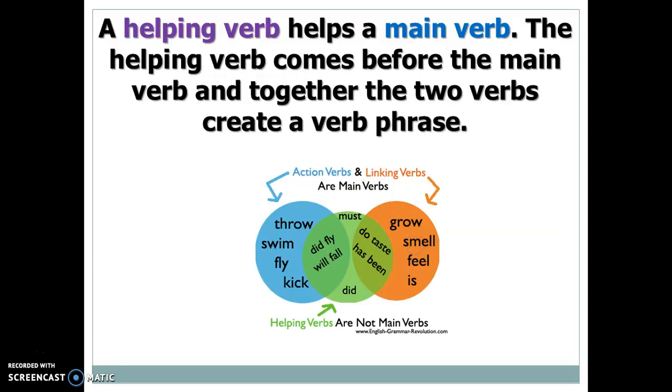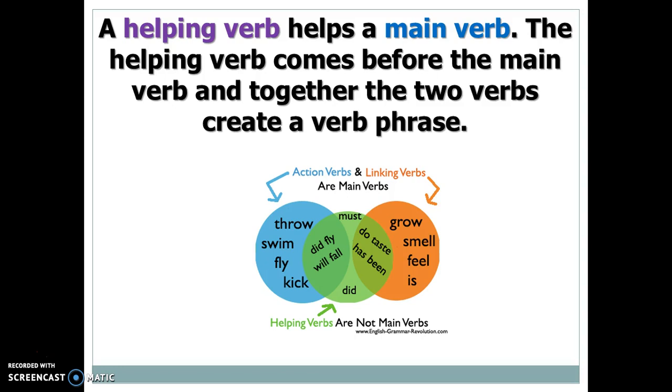Okay, so let's talk about helping verbs. Now you can close your linking verb flap and open, or look at your helping verb flap and open it up. And under the definition part, write a helping verb helps the main verb. The helping verb comes before the main verb, and together the two verbs create a verb phrase.